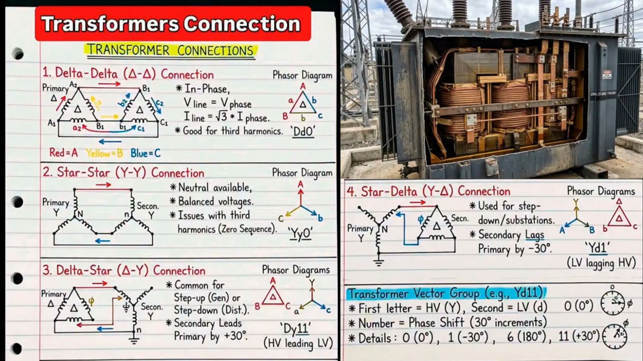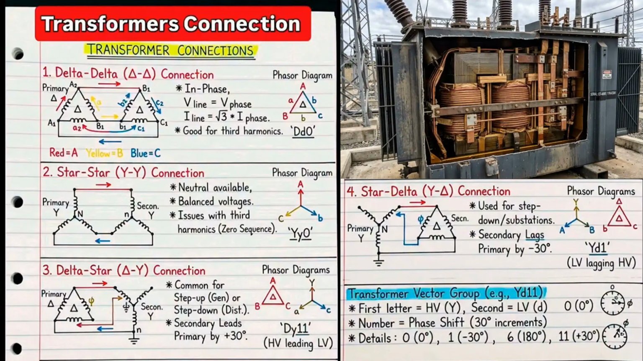Here are some selection tips. First, always consider your grounding requirements. Do you need a neutral? Second, consider harmonic loads. If you have lots of variable frequency drives, you need harmonic mitigation. Third, if you plan to parallel transformers, make sure their vector groups match. And fourth, consult the manufacturer's documentation for the specific vector group.